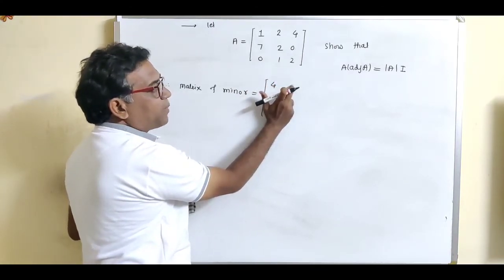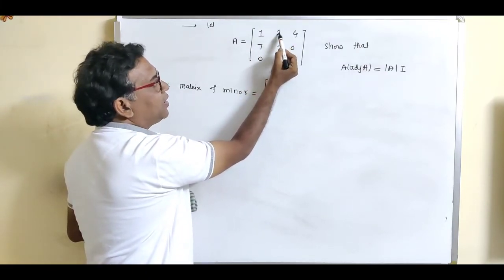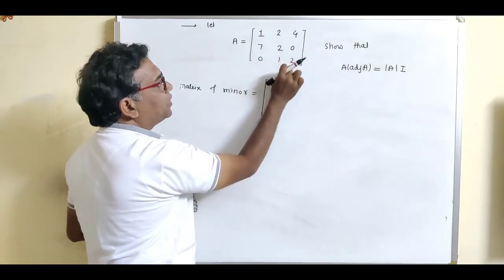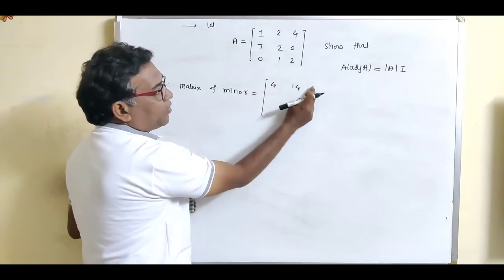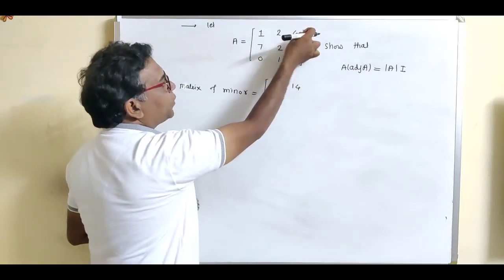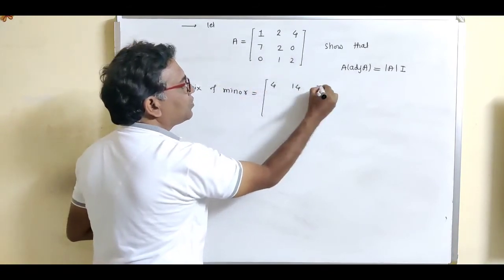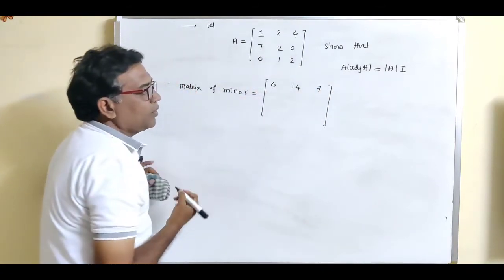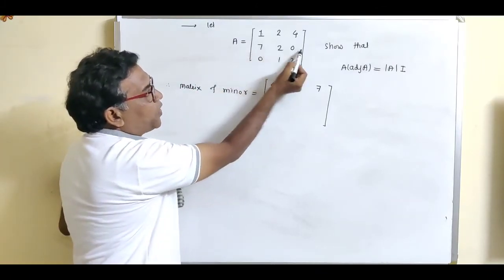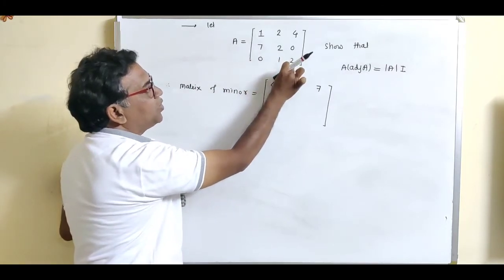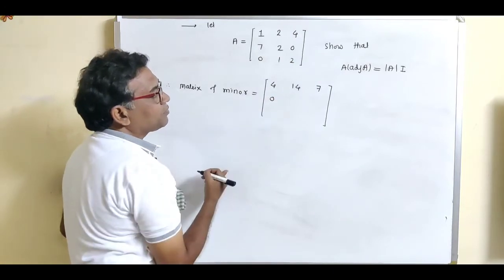Find out this next minor element. So this is the position of the corresponding element. Delete the corresponding column and corresponding row. 14 minus 0, so this is 14. Find out the next element. So this is the corresponding position. Delete the corresponding row and corresponding column. 7 minus 0, so this is 7. Find out this next minor element. So delete the corresponding row, corresponding column and take the determinant of the remaining element. 4 minus 4, so this is 0.